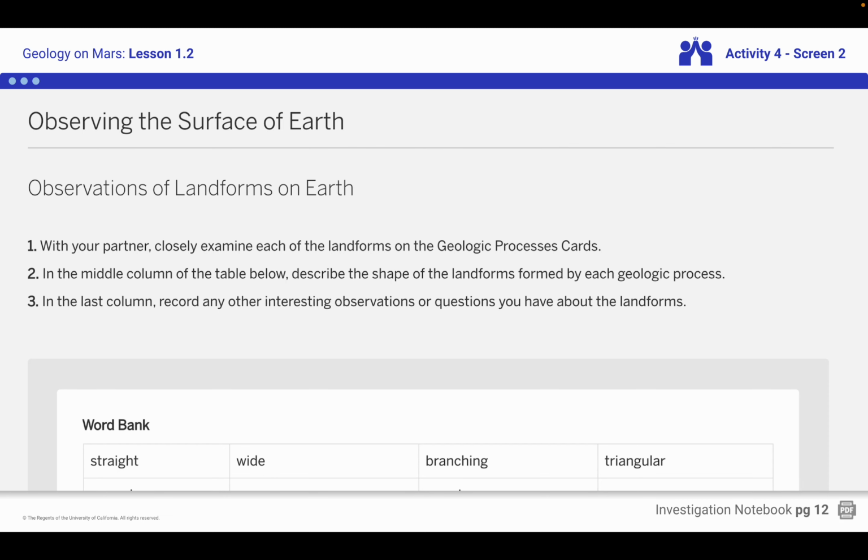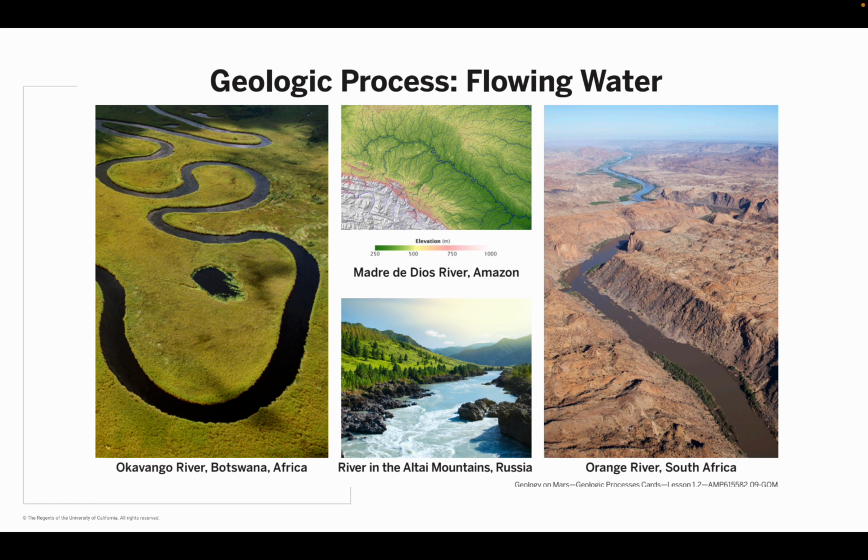So I just had, my slides are messed up. So I showed this picture here and I said, okay, guys, what do you see? And we started talking about the words in the word bank. So obviously the word curvy came up really quickly because of the river in Africa there on the left. And then we also talked about deep versus shallow.